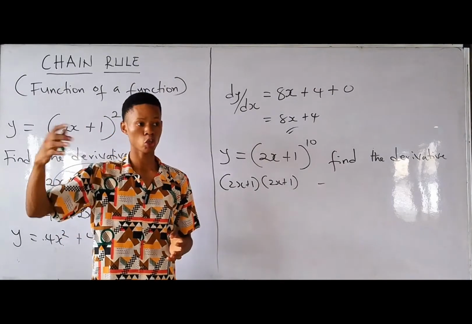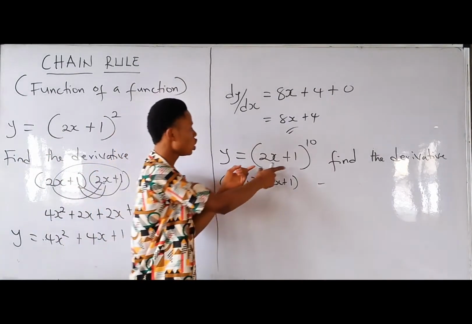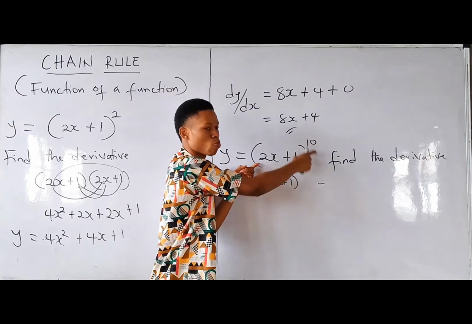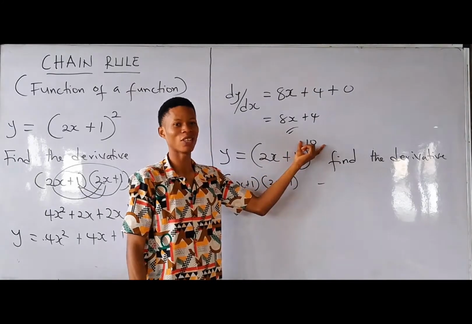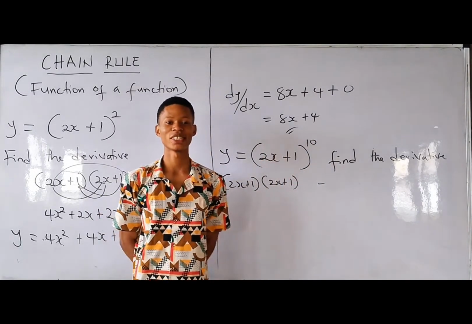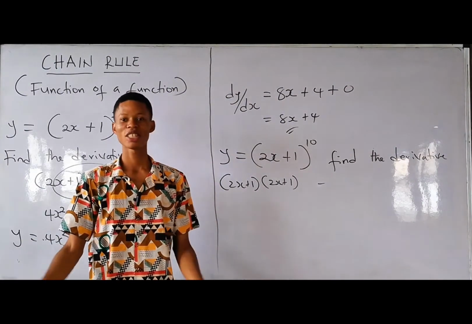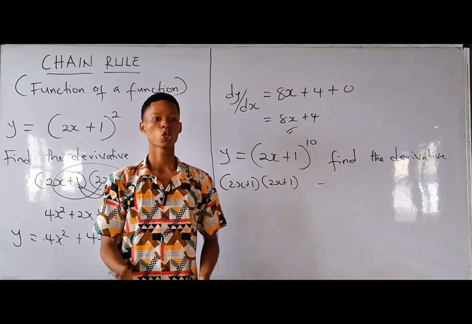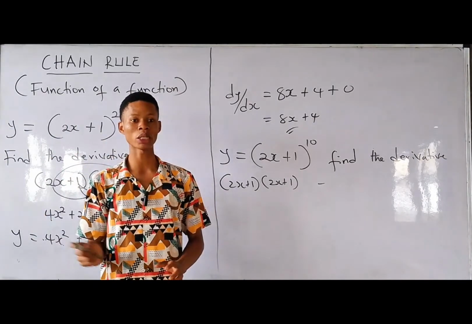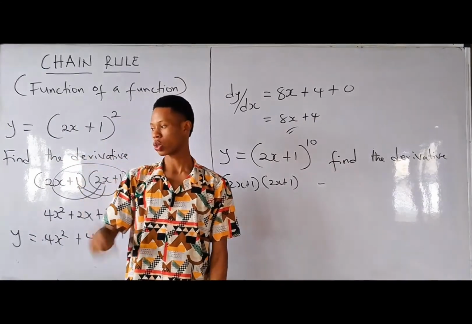So do you know why we want to use chain rule now? Because if we decide to expand this bracket, now raised to power 10, what if it's raised to power 100? You just be expanding. It will take your time and it will take your book. So we'll decide to use the chain rule to make things easy. So look at that today.